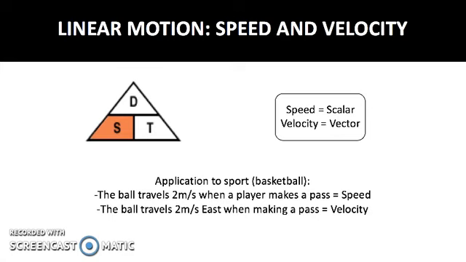So here we have speed and velocity. So speed is a scalar quantity as it only has magnitude, whereas velocity is a vector quantity as it has both magnitude and direction. An example of where speed is applied in basketball, for example, is the ball travels at 2 meters per second when a player makes a pass. That would be speed. And an example of where velocity is applied in basketball is the ball travels at 2 meters per second east when making a pass. Can you see that there's the application of direction here by the use of the word east?